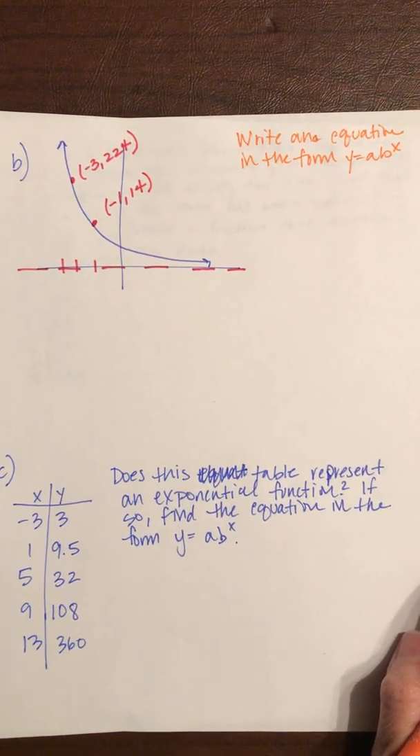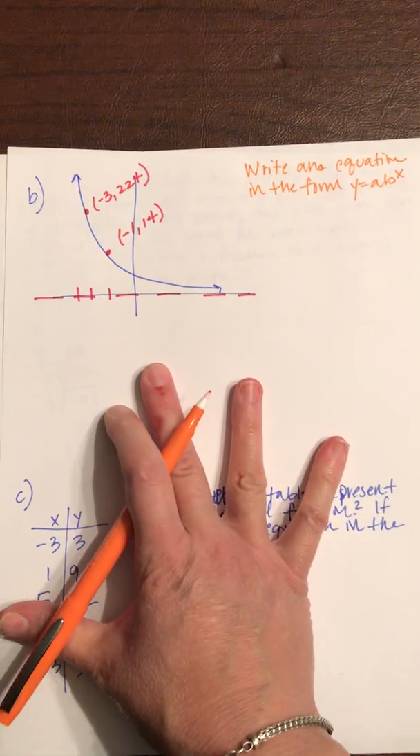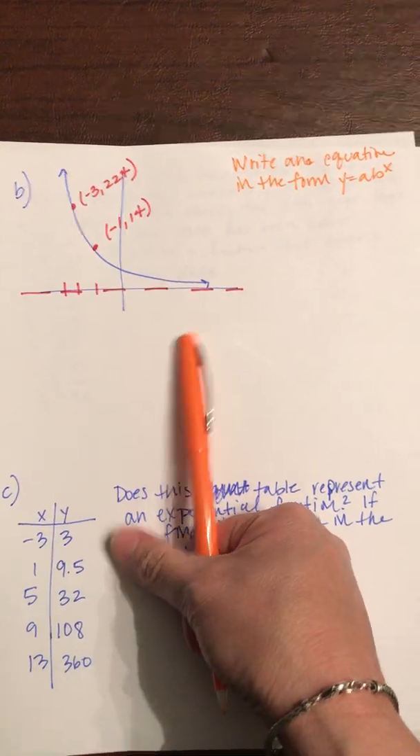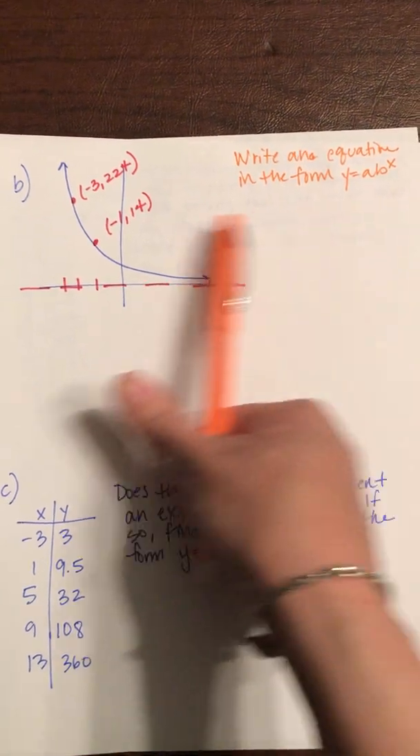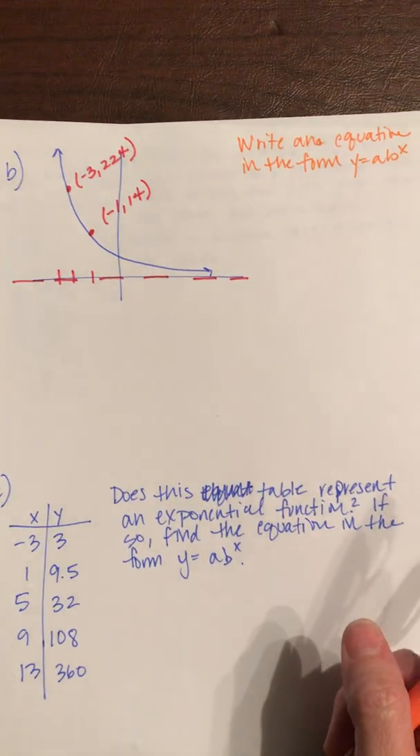All right, I'm going to pick up where we left off. So we are on example 2, letter B. What I'm going to give you here is we're going to write an equation of an exponential in the form y equals ab to the x. We're going to use a graph this time, but still giving 2 points.